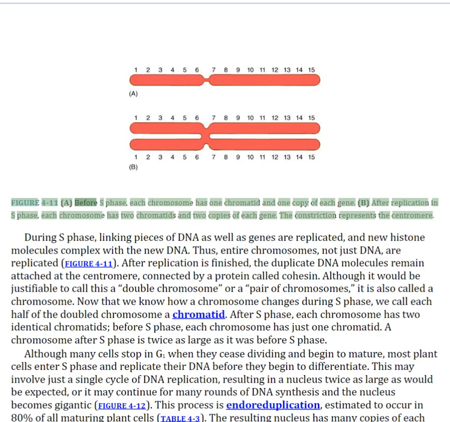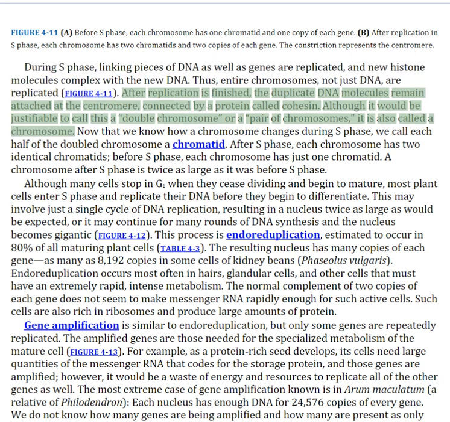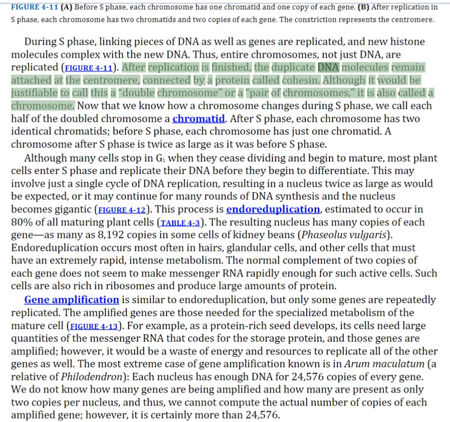Figure 4.11: Before S phase, each chromosome has 1 chromatid and 1 copy of each gene. After replication in S phase, each chromosome has 2 chromatids and 2 copies of each gene. The constriction represents the centromere. During S phase, linking pieces of DNA as well as genes are replicated, and new histone molecules complex with the new DNA. Thus, entire chromosomes, not just DNA, are replicated. After replication is finished, the duplicate DNA molecules remain attached at the centromere, connected by a protein called cohesin.